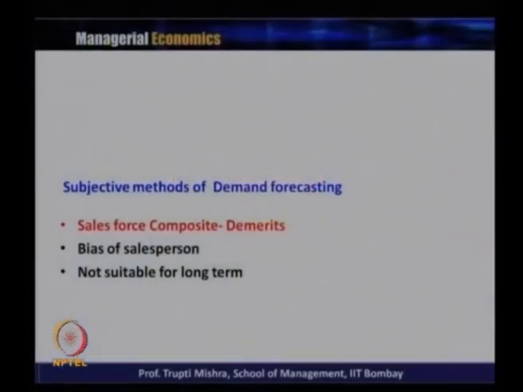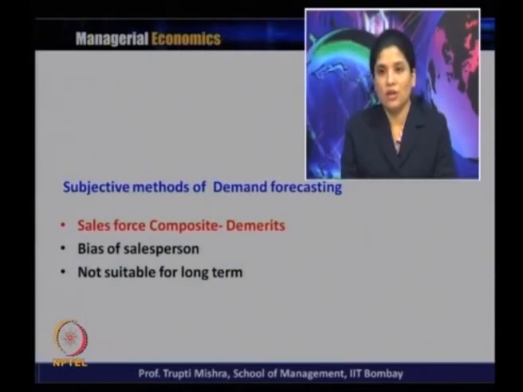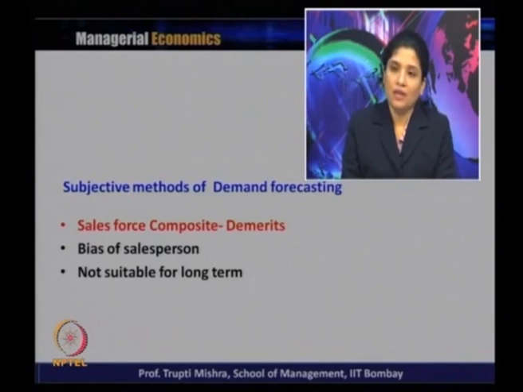And what are the demerits of the Salesforce composite? Since one person is representing the entire consumer group, whether it is 1000 consumers or 100 consumers, if the salesperson is biased, the entire consumer group is biased. That will not be a true representation of the consumer demand, and that is why the demand forecast is not going to be proper.